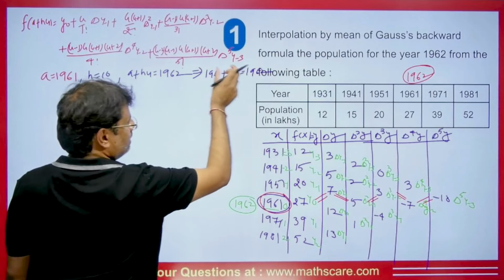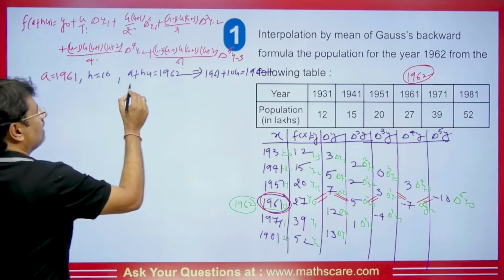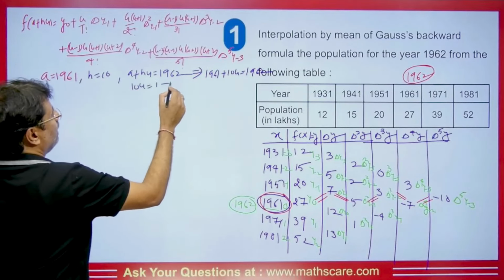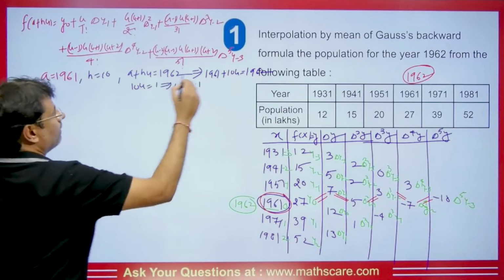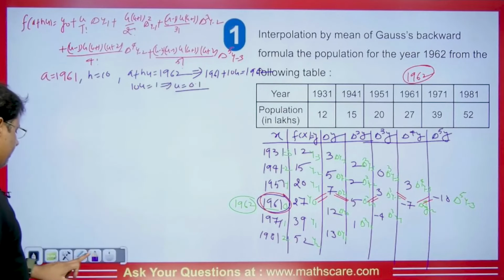If you subtract 1961 from 1962, you get 1. So this will come 10u equals 1. It implies that the value of u that will come to us is 0.1. Clear? Now what will we do here?